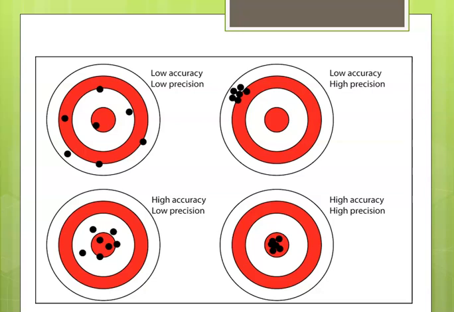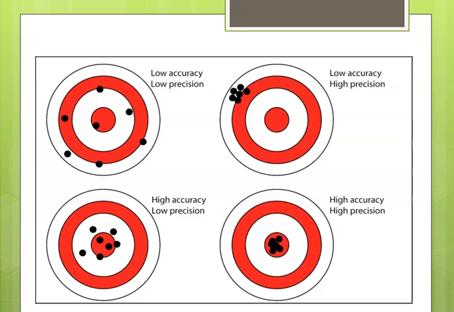Bottom left, we have accuracy. If you took the average of those, it's going to come in pretty close on your bullseye, but they're not precise. Okay, and the final one is accurate and precise.